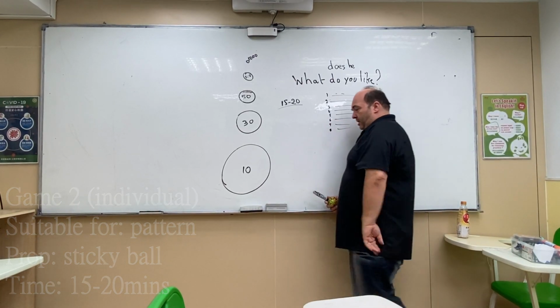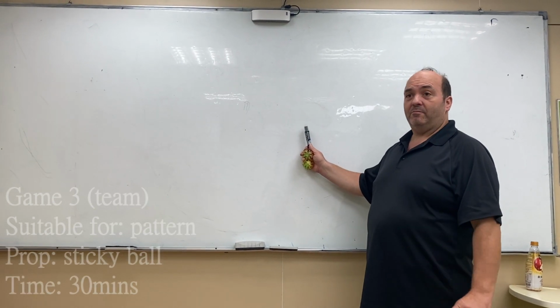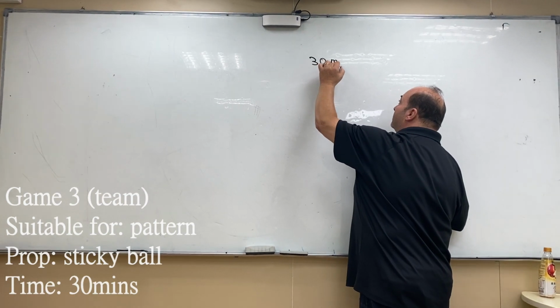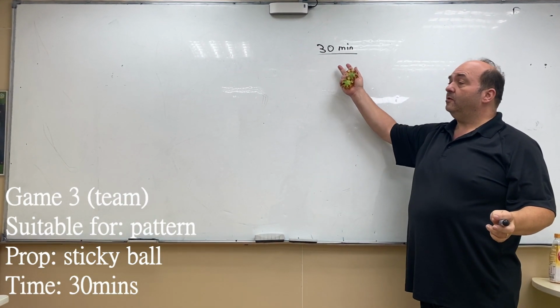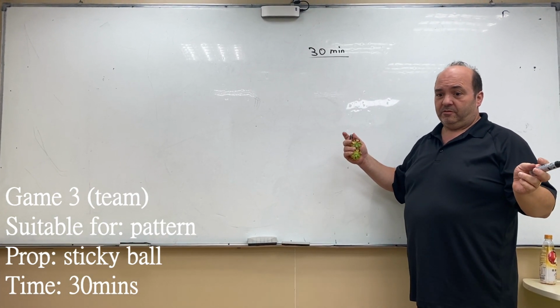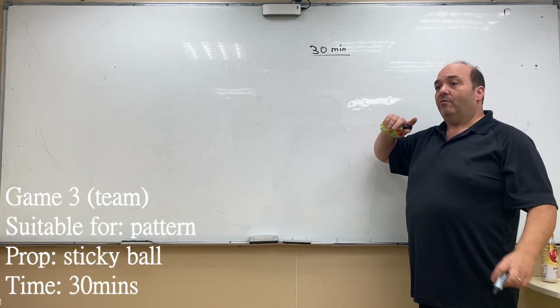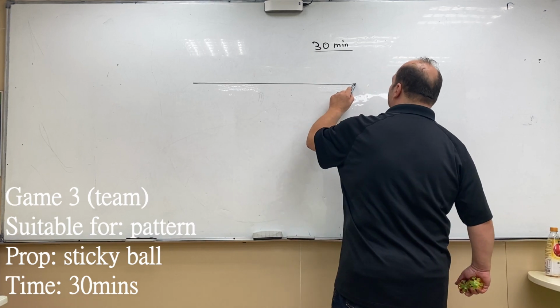Okay, next game. Game number 3. This one will take some more time, so count at least 30 minutes for the game. When do you need 30 minutes to practice something? Most of the time, patterns. So when you have patterns that are really important, you can play this game. What I do, I draw a grid.